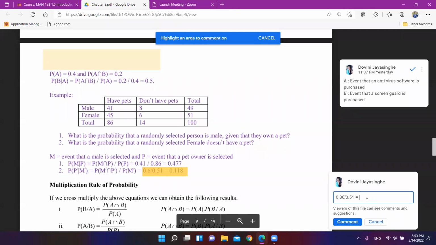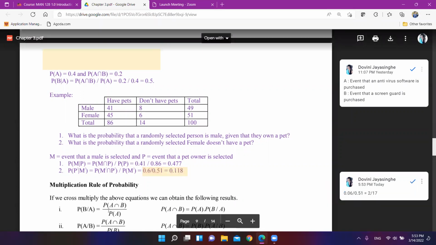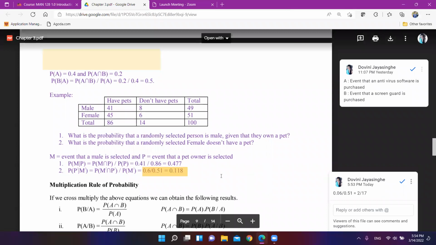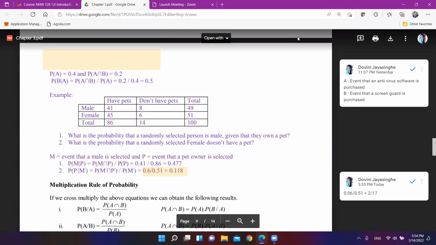Let me do it for you. 0.06 divided by 0.51 is 2 over 17. So I'll write it as a fraction because there are so many decimal places. This is the answer. Just correct this, it's a typo. It's not 0.6, it should be 0.06. This is 6 over 100, not 60 over 100. Okay. Right. So those are the examples that we can talk about under conditional probability.